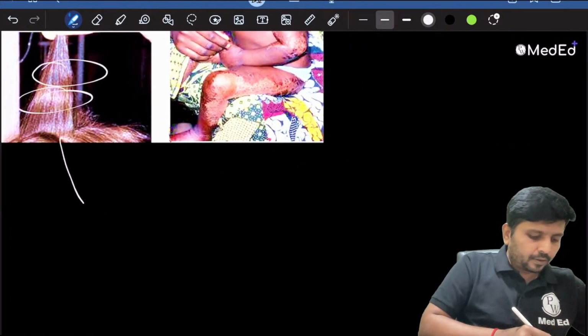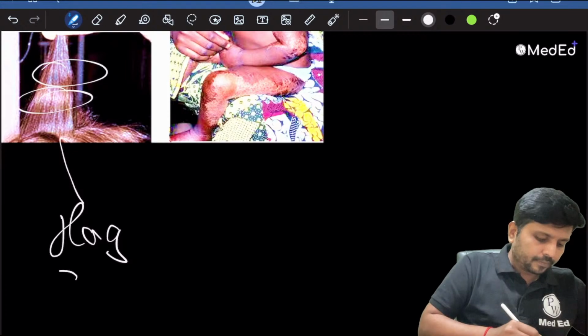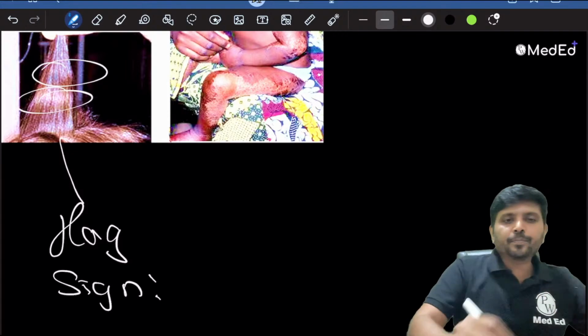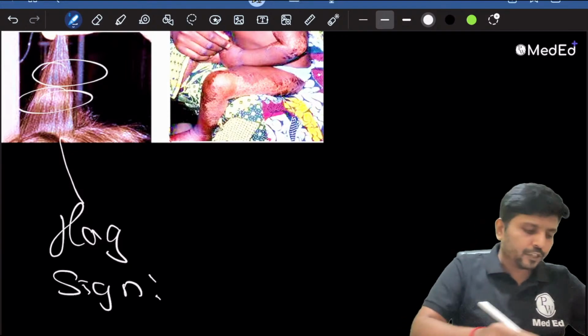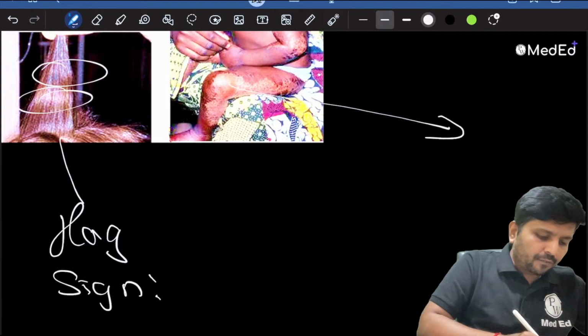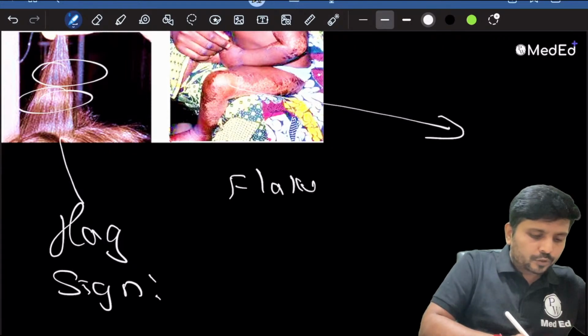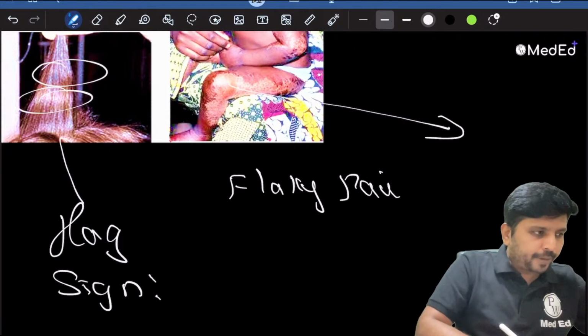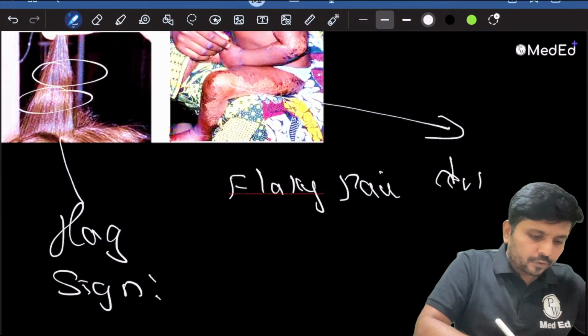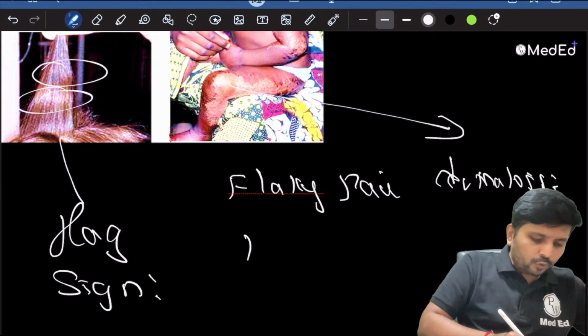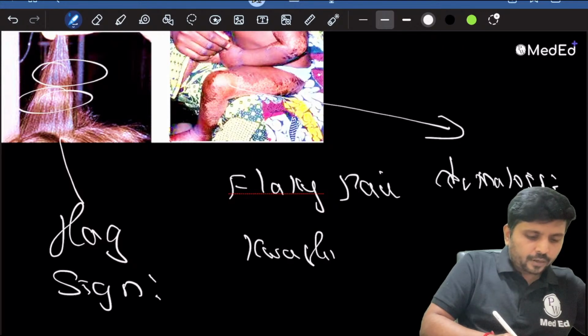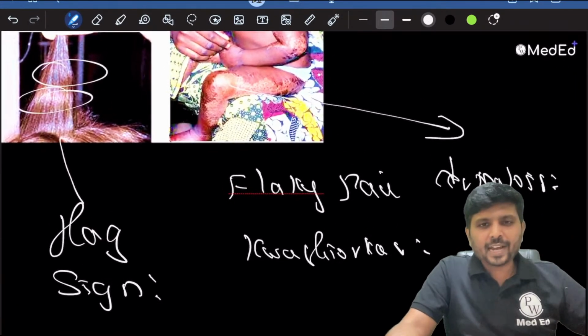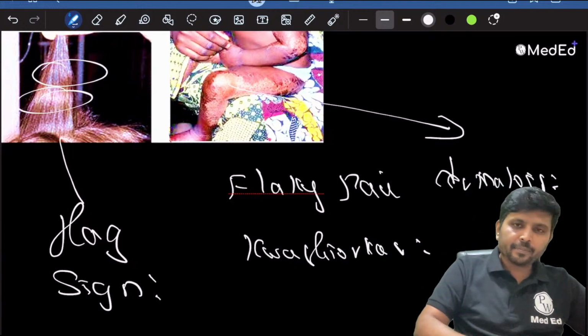Okay, what is this? This is called black sign, alternate pigmentation and depigmentation, and this is called flaky paint dermatosis. Flaky paint dermatosis, suggestive of kwashiorkor, protein deficit.